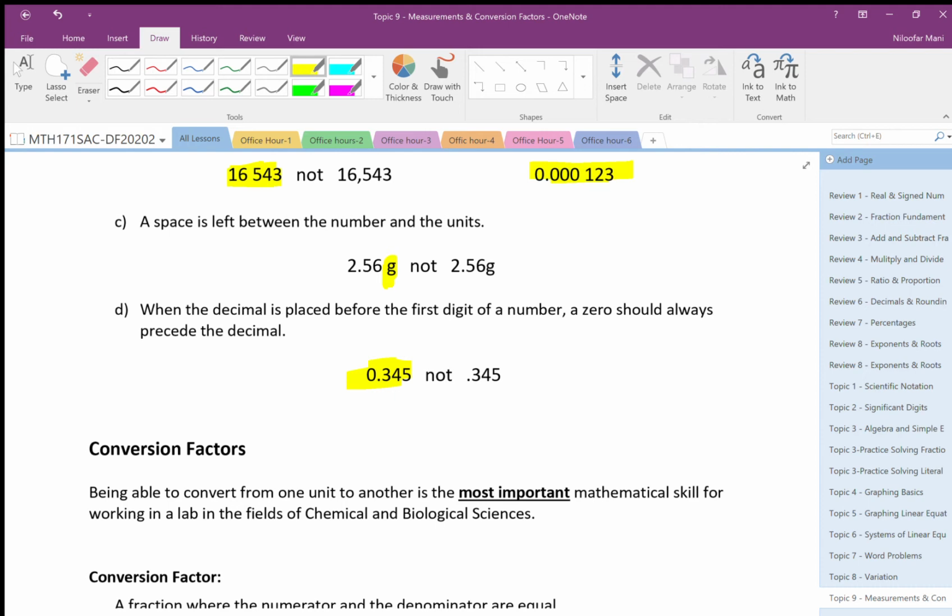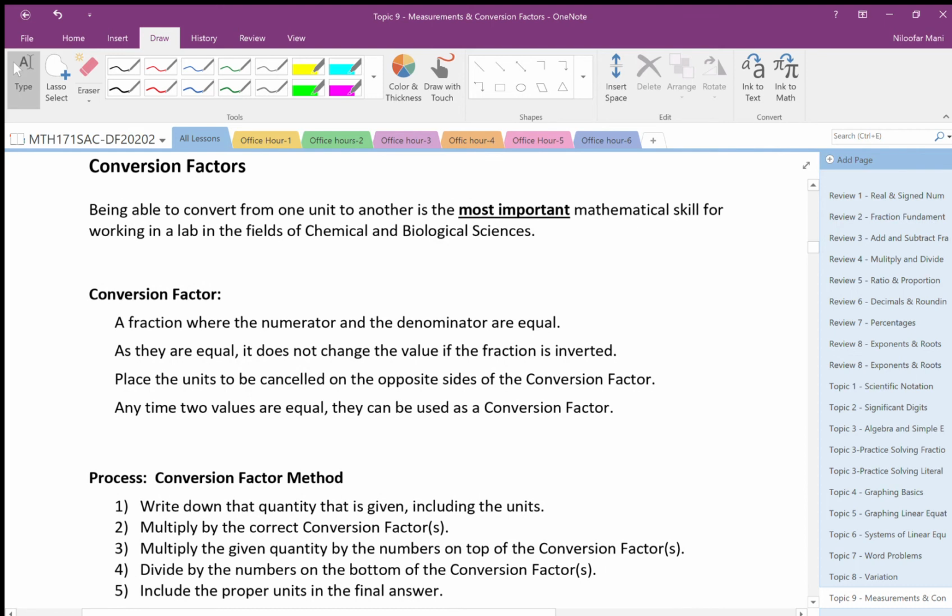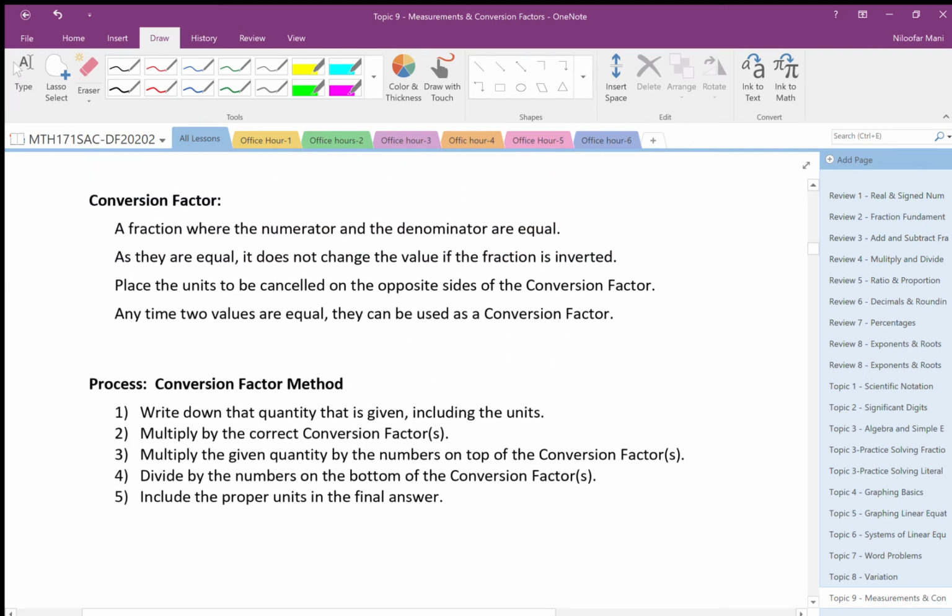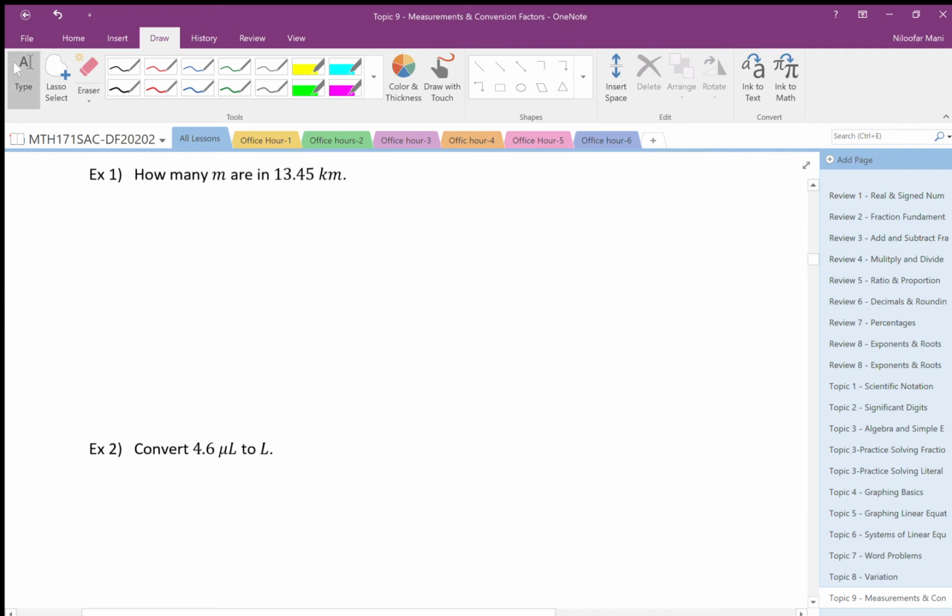Now, conversion factors. Being able to convert from one unit to another is the most important skill you can have when you are working in chemistry, biology, sciences, in labs. I want you to pay attention. For sure you know some of them from other courses, but I'd also like to show you here. These are conversion factors, and these are all the steps. I know, but I really don't memorize them, so I'd like to show you using an example.